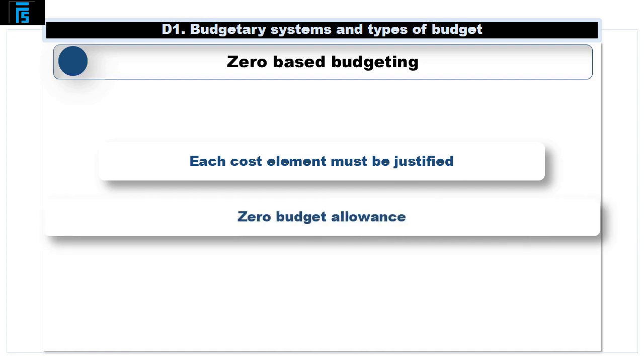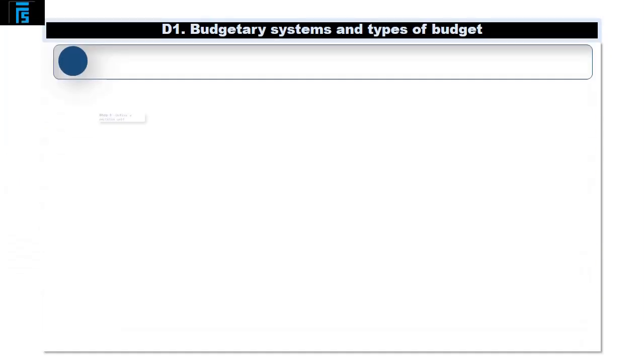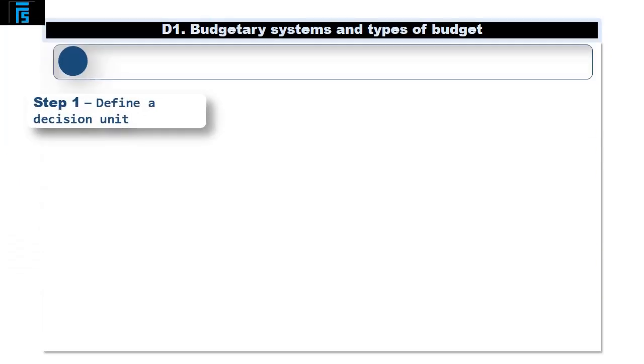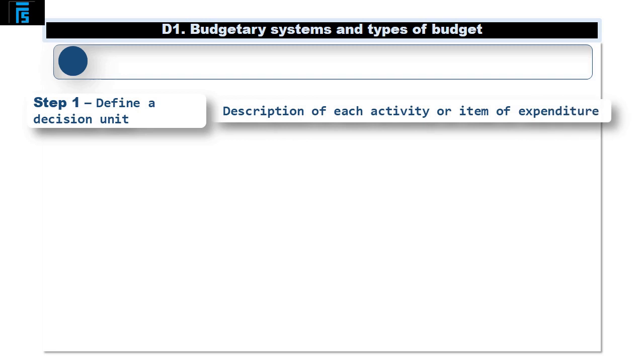Zero-based budgeting can be broken into 3 steps. Step 1 is to define a decision unit. Here, detailed descriptions of each item of activity or expenditure are put forward. This should be done in a manner that allows the decision unit to be compared to other decision units. These activities refer to all of the various items that need to be budgeted for.